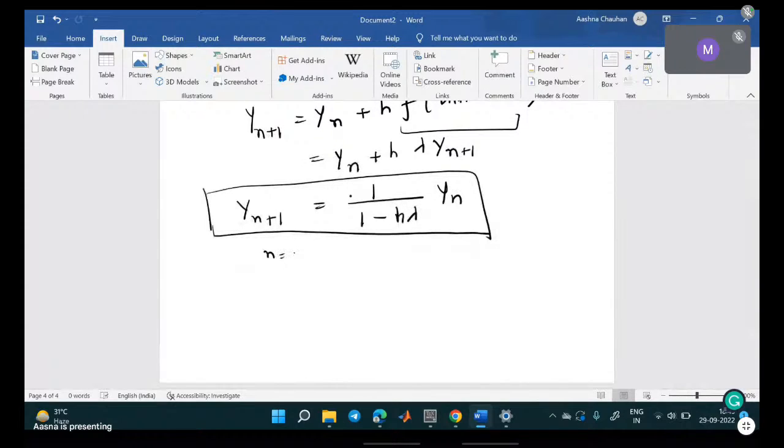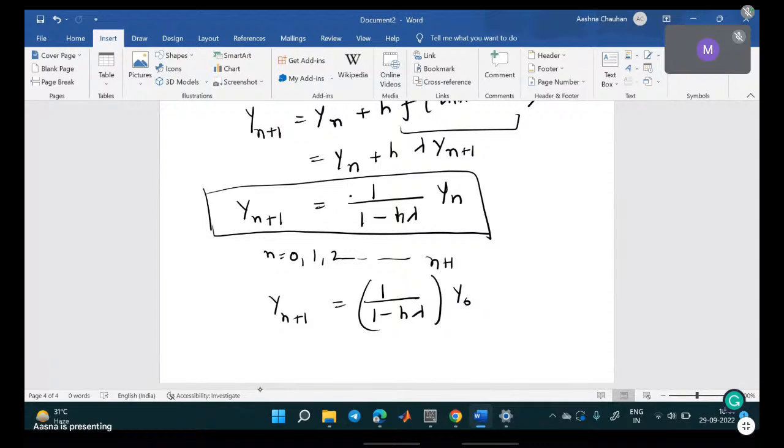Same process that we will substitute the value of n equals 0, 1, 2 and so on. We get y n plus 1 is equal to 1 upon 1 minus h lambda whole power n plus 1 times y naught. ठीक है, अब अपन चेक करेंगे under what values of this term the given solution is stable.